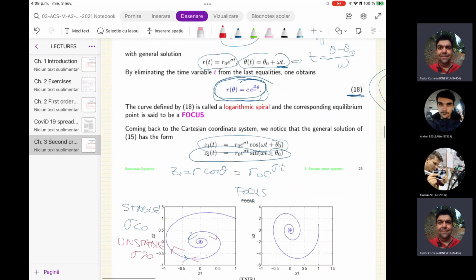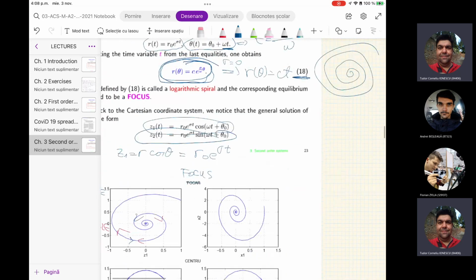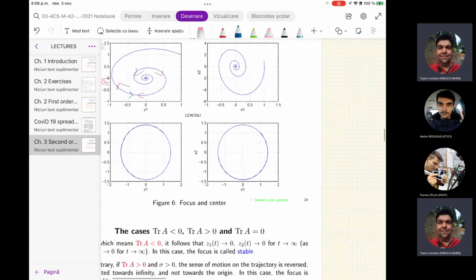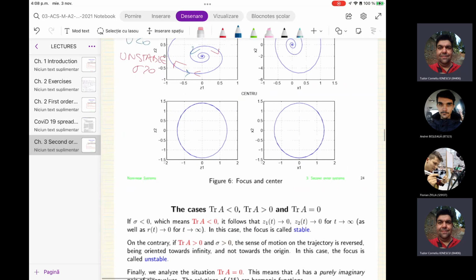So imagine that sigma is 0. If sigma is 0, the radius is a constant. r(theta) is a constant. And theta, the angle, keeps linearly evolving. It has a linear dependence on time. So then you get this situation. This is undecidable because you don't know what to do with this. You don't know whether you have stability or not.